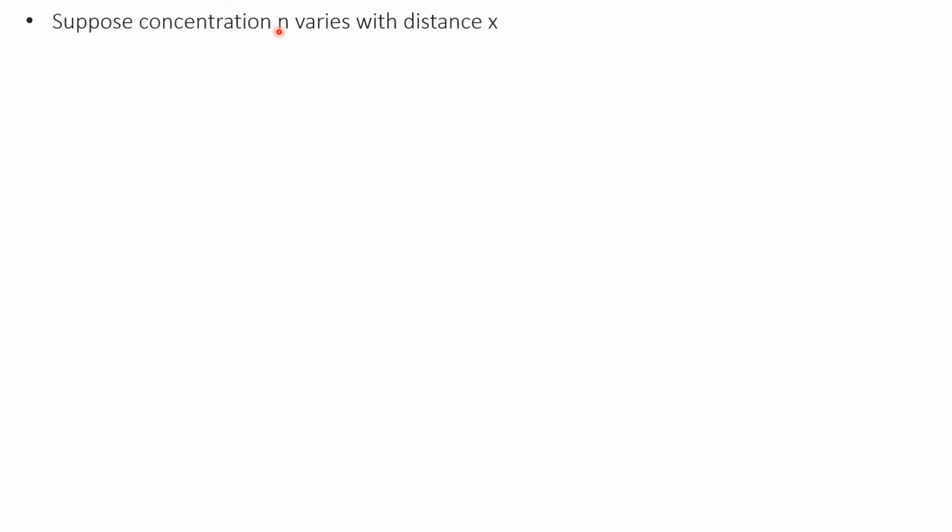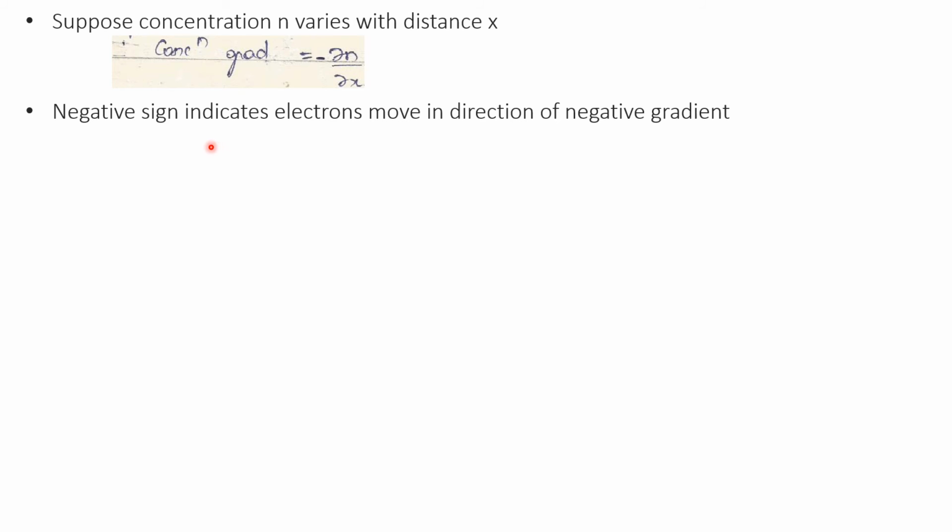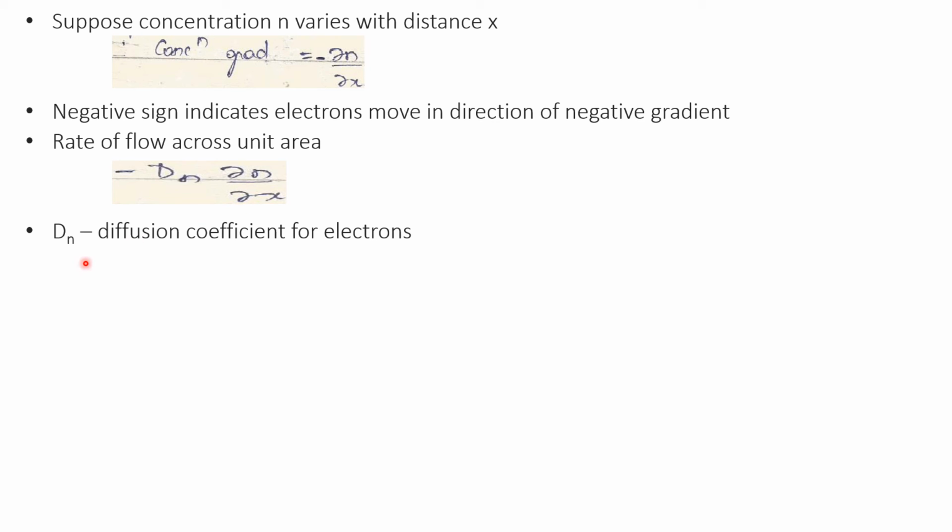Suppose the concentration N varies with distance x. So the concentration gradient will be established, which can be written as -ΔN/Δx. The negative sign indicates the electrons move in the direction of the negative gradient. Rate of flow across unit area can be given as -D_n ΔN/Δx, where D_n is the diffusion coefficient for electrons.